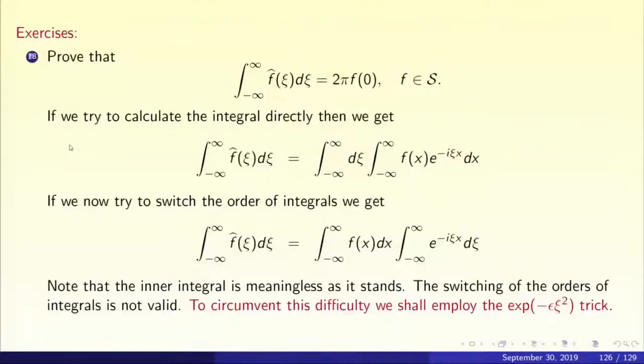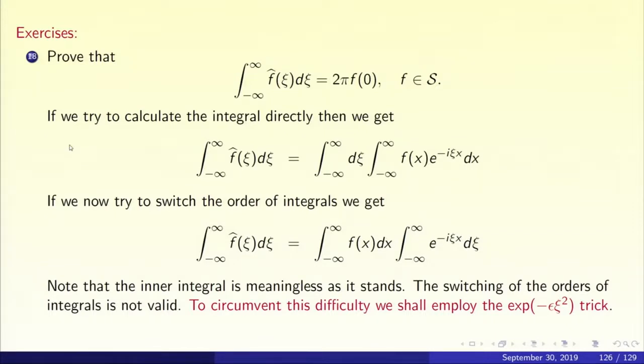Now we shall see a bunch of exercises based on this e to the power minus epsilon x squared trick. First example is, prove that the integral from minus infinity to infinity of f hat chi d chi is 2 pi f of 0. Remember that if f is in the Schwartz class, f hat is also in the Schwartz class, and so f hat is an integrable function. So what is its integral? Again let us try a brute force argument. Simply put in the formula for f hat. The integral of f hat chi d chi is the integral d chi of the integral from minus infinity to infinity of f of x e to the power minus i chi x dx.